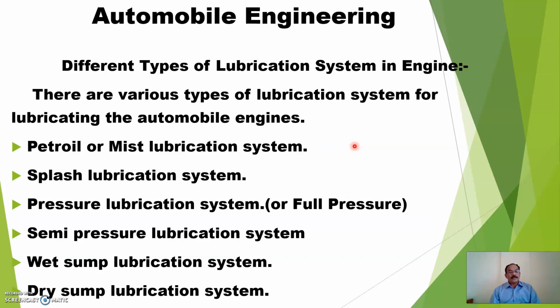Then, many times instead of the full pressure lubrication system, a semi pressure lubrication system is used. Then the wet sump lubrication system. And the last one is the dry sump lubrication system. So these are the 6 types of lubrication system. We will discuss these one by one.